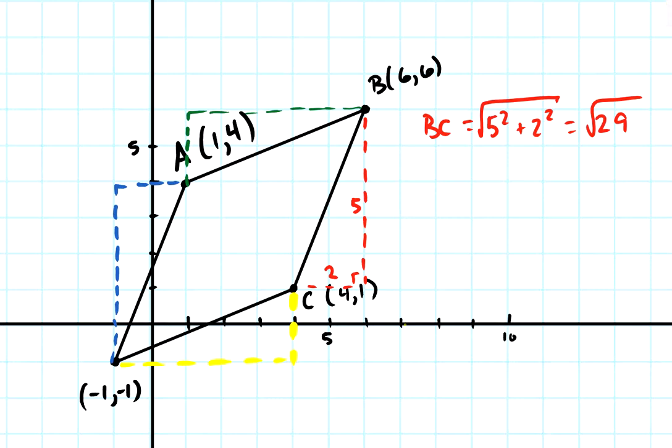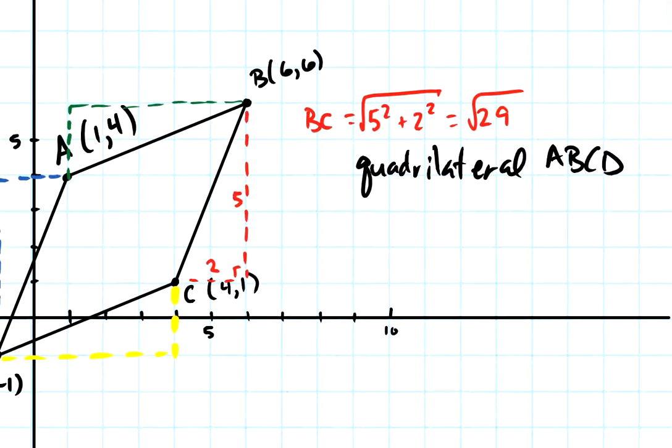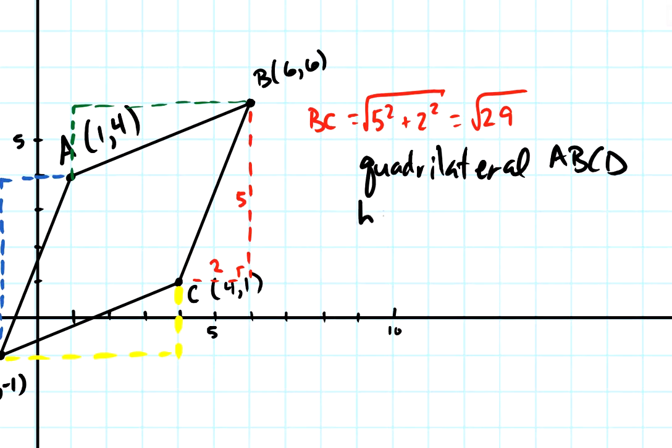So by pointing each of these out, I have 4 right triangles. All those right triangles have a hypotenuse that's a part of the rhombus. And notice that all 4 of them have a leg that's 2 and a leg that's 5. So every single one of those sides is exactly the square root of 29 long. So I have a quadrilateral ABCD that has 4 congruent sides.